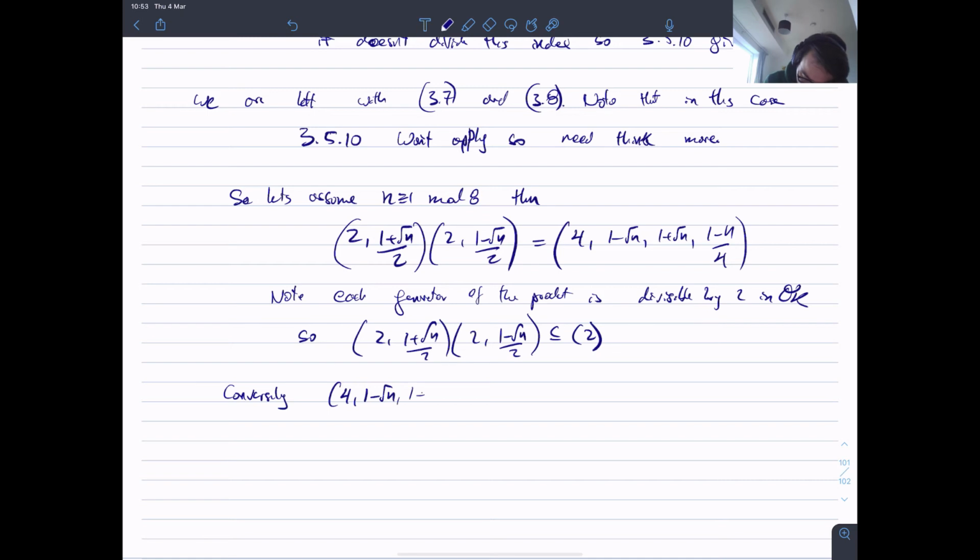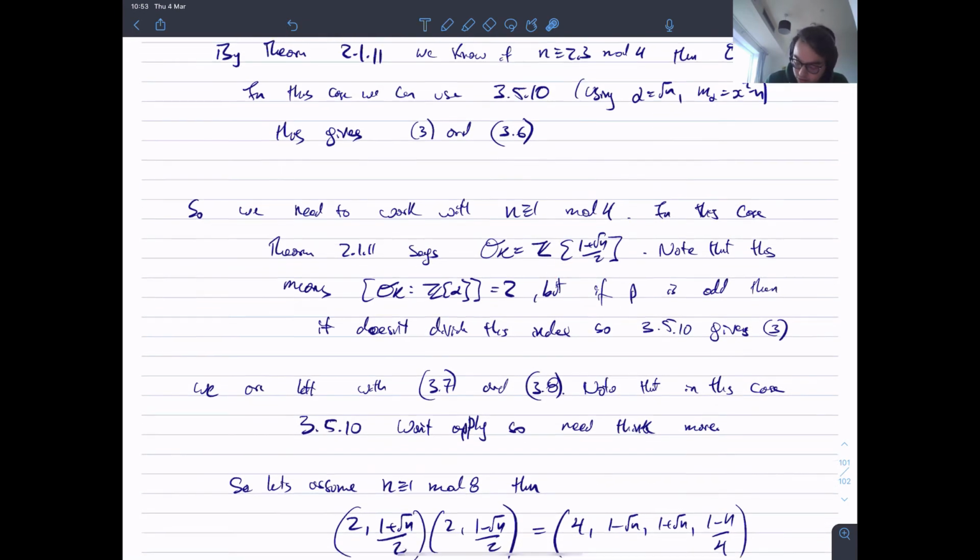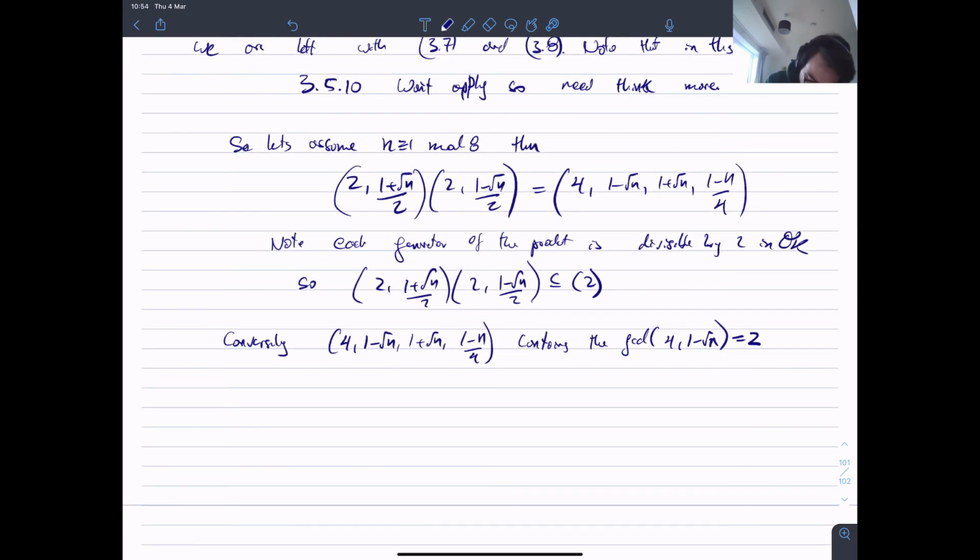the ideal (4, 1 minus root n, 1 plus root n, (1 minus n)/4) contains the GCD of 4 and 1 minus root n. Again, this GCD works more generally in these rings; the only number that can divide this thing is 2. The only denominators that we can have in this ring of integers is 2. So the GCD of these 2 things is 2. So it contains the GCD of this thing, so it tells you that 2 is contained in this ideal, which is the reverse inclusion. So we're almost done, so we just got to do 3.8.